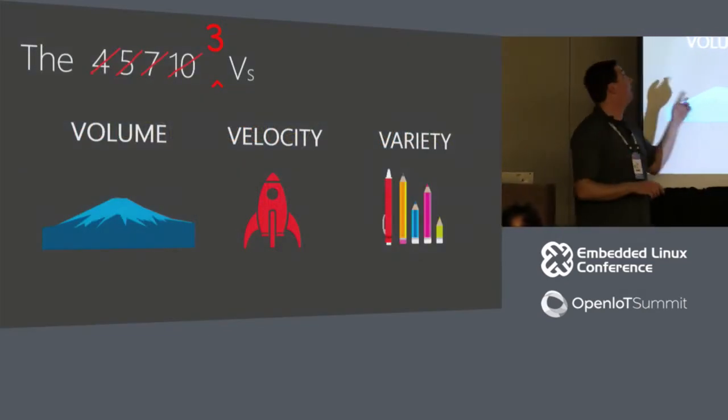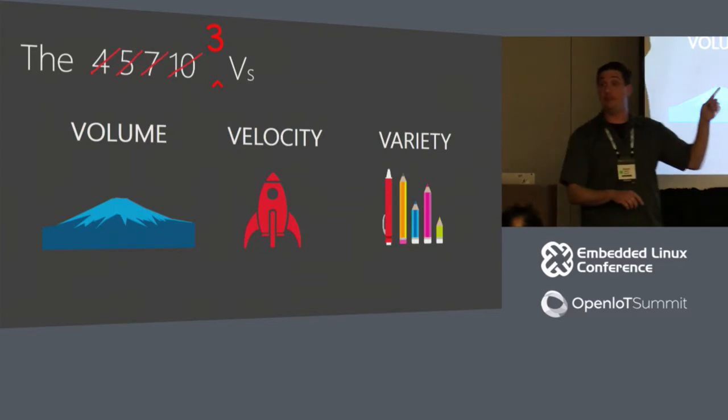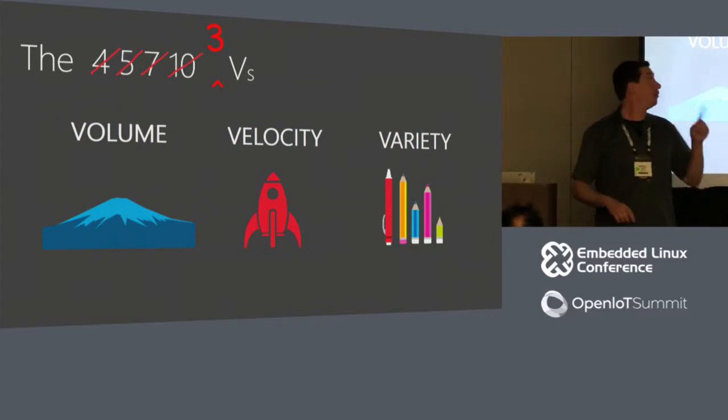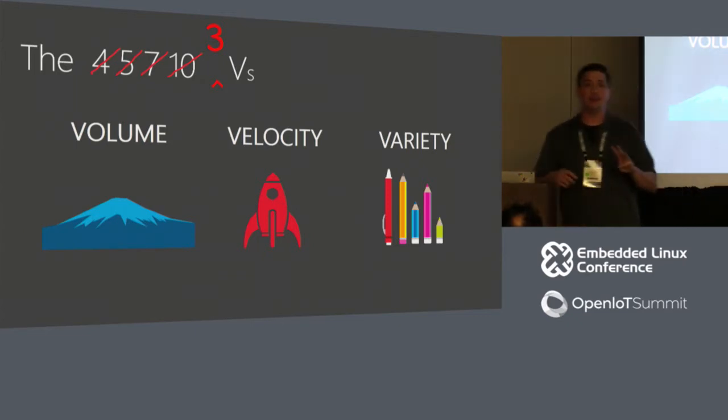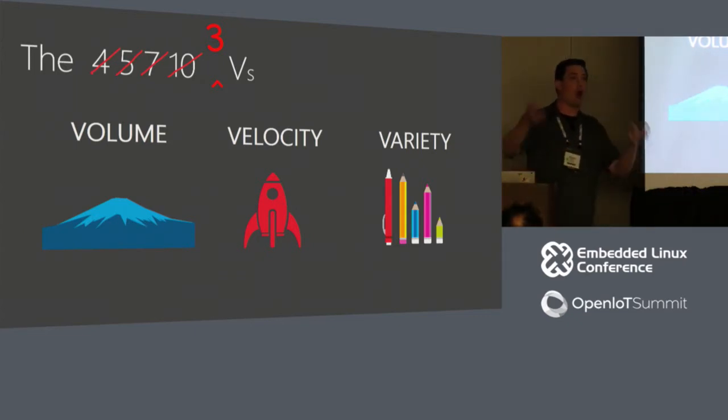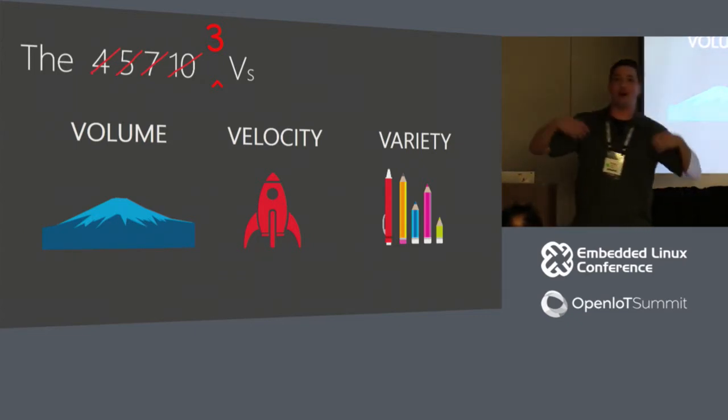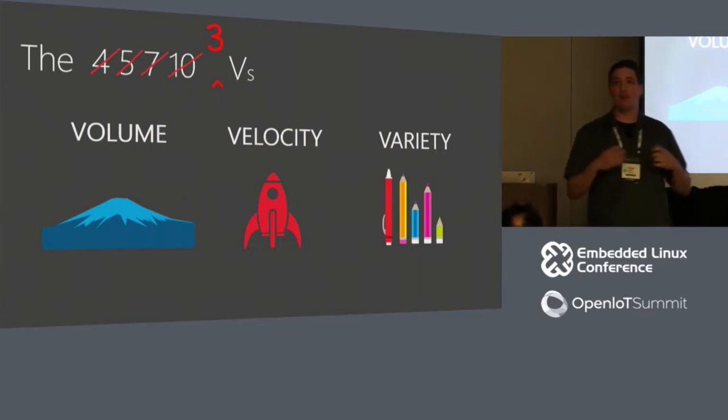Does everybody know about the three V's? Volume, velocity, and variety. Anybody ever heard about this for big data? Yes, no, yes? I see some nods, good. Audience participation, you can nod and make me feel more comfortable up here.